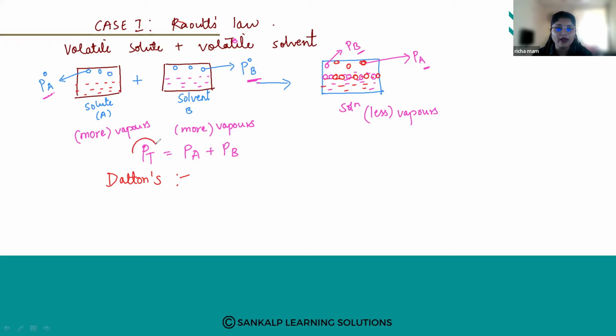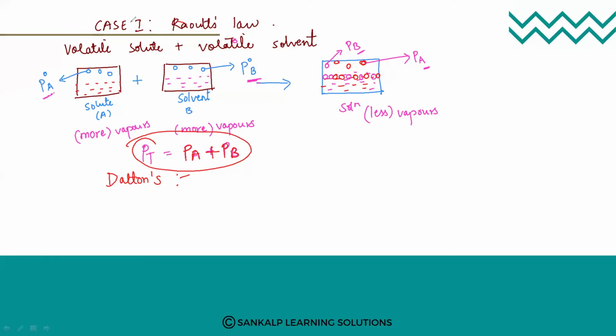So when you want to calculate the total vapor pressure, you have to calculate the vapor pressure of each component. How many components are there here? So component A, component B. So I'm taking the sum of both these components. So this is your Dalton's theory. So according to Dalton's theory, we are applying this.